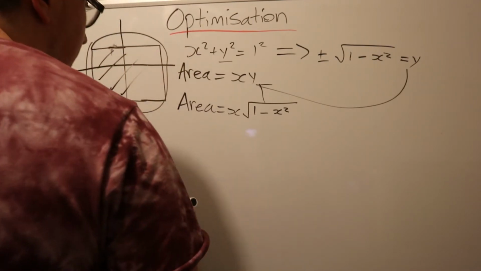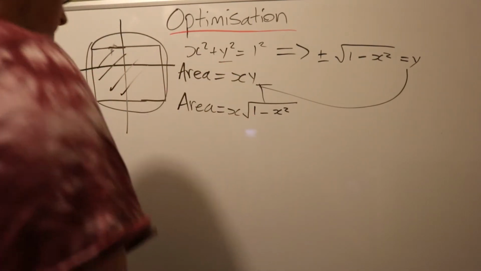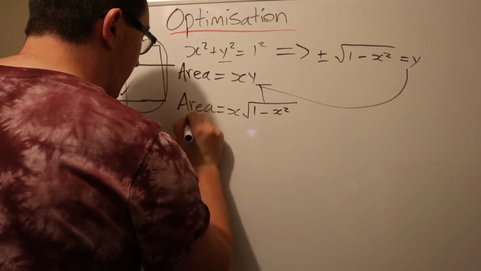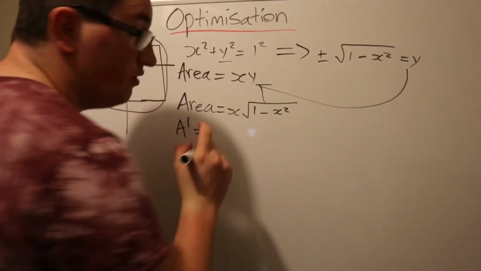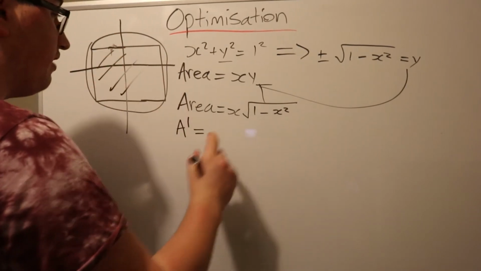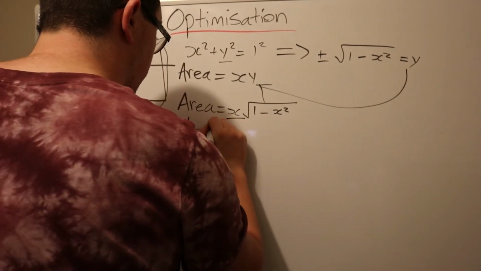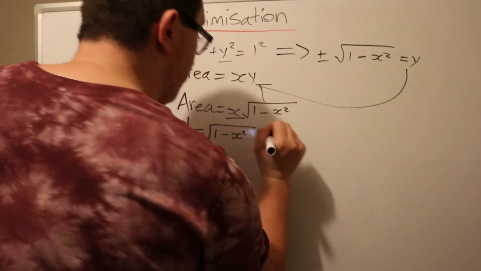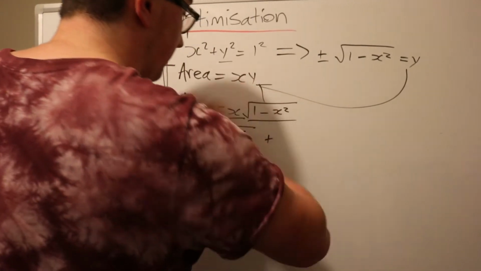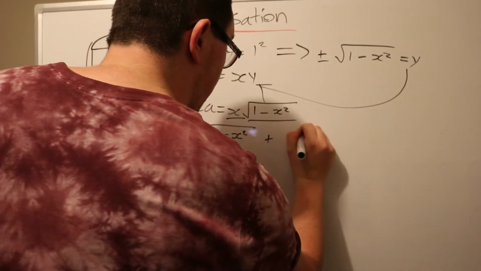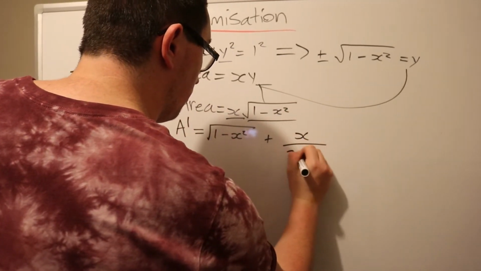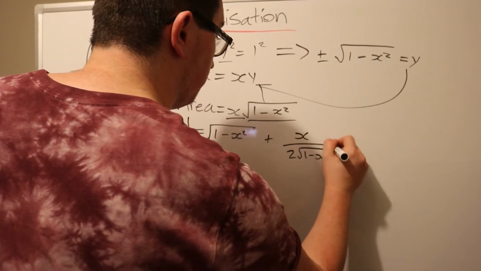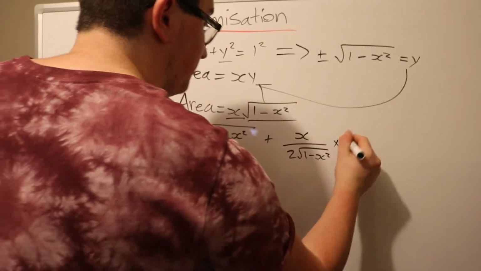Okay? So now, what's the next part? Well, the next part is to differentiate. So let's go ahead and do that. Let's call this A prime. Using the product rule, we differentiate the first part and we get the square root of 1 take away x squared. And then we differentiate the second part, and that gives us x over 2 root 1 take away x squared multiplied by minus 2x.